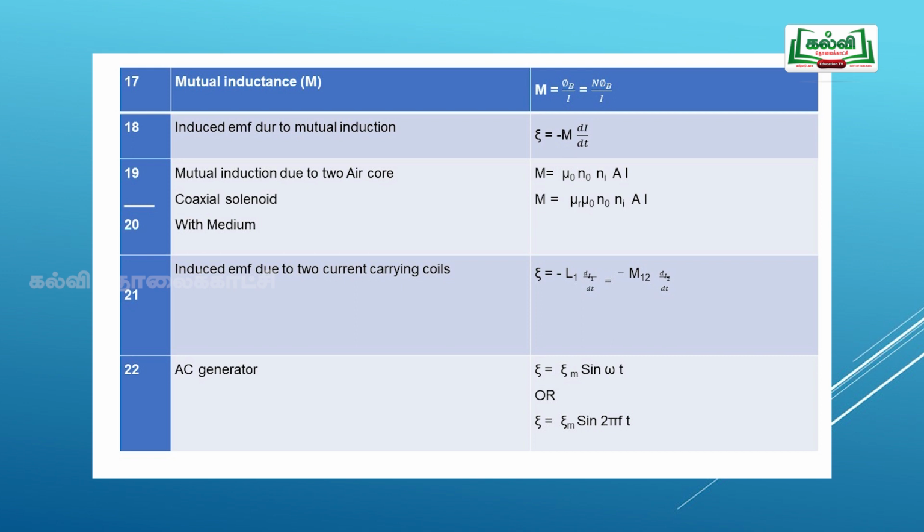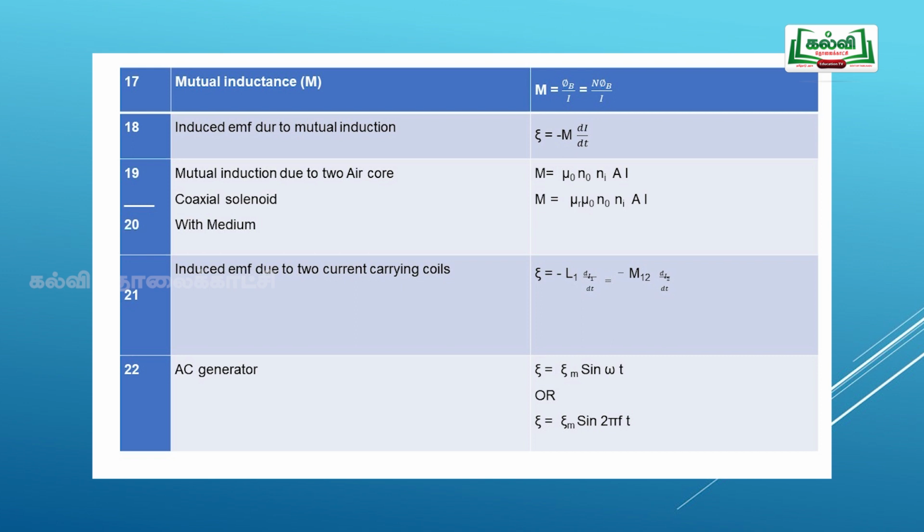There you have mu naught n square A L, here mu naught n naught n i A L. What is n naught? Number of turns in the outer solenoid, n i is the number of turns in the inner solenoid. You have 2 solenoids here. If one more medium is introduced, then it becomes mu r mu naught n naught n i A L. Here these 2 represent number of turns per unit length. If both self-induction and mutual induction are to be considered, you have to add them and get the induced EMF.